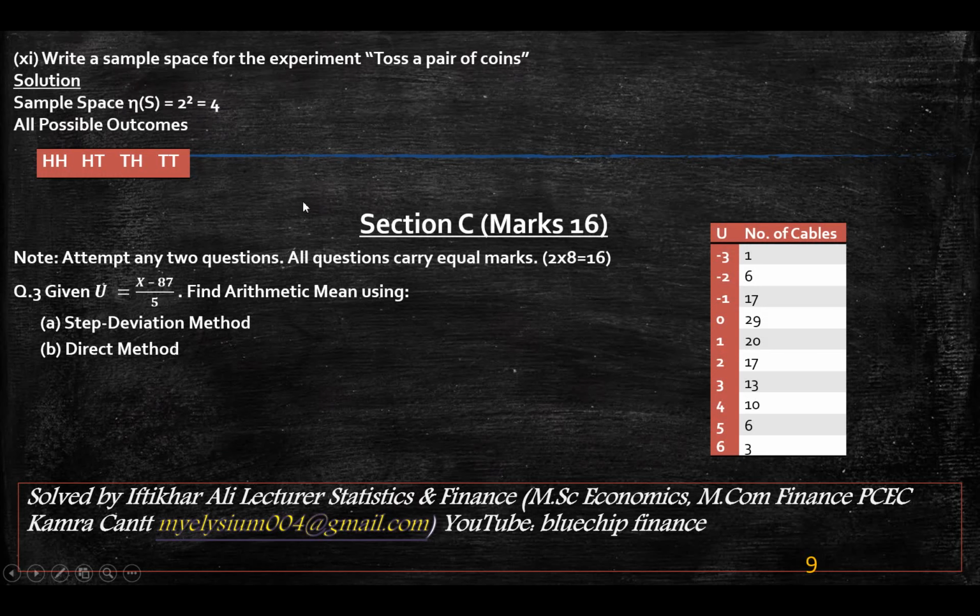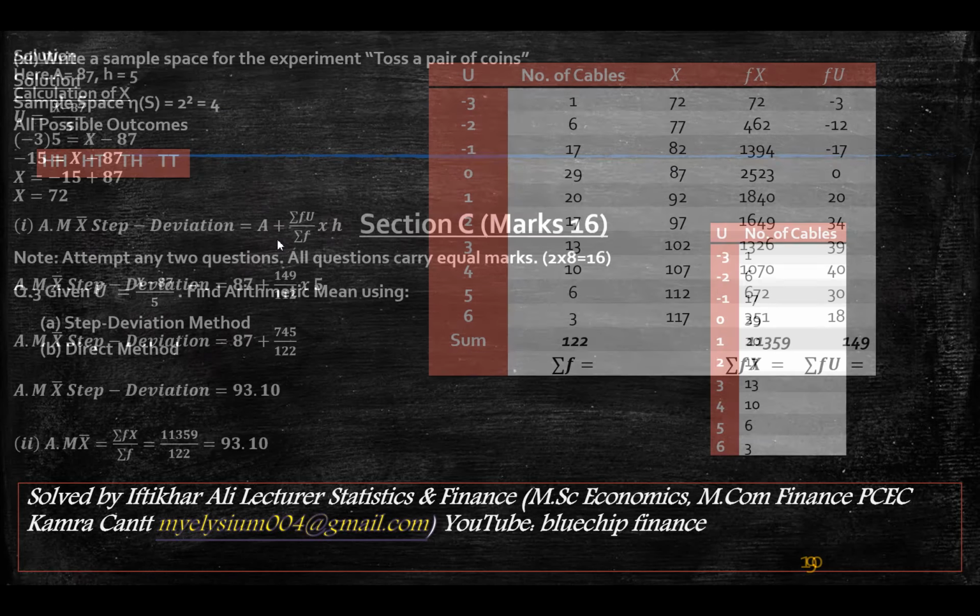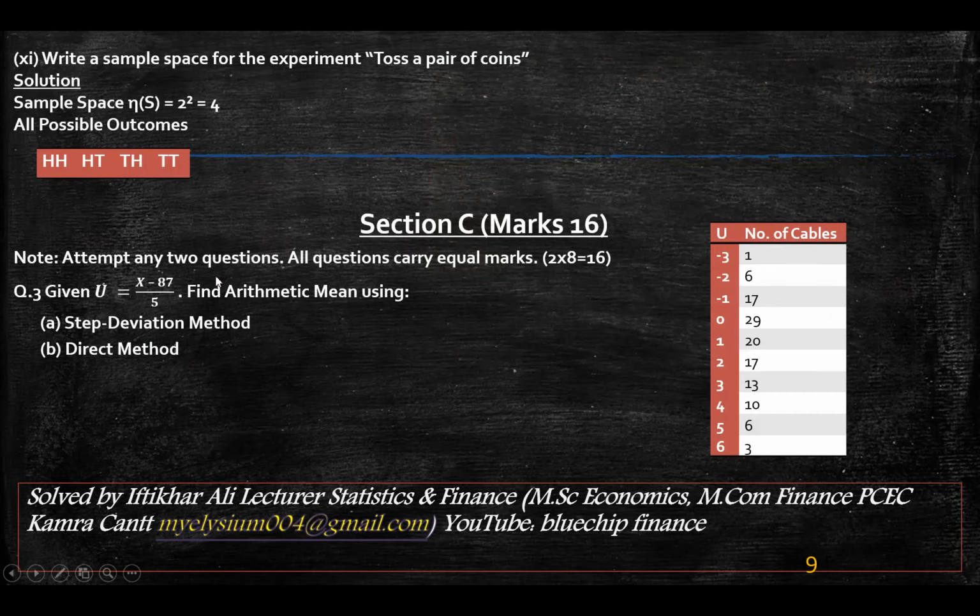Now we come to section C. Question number 3, given u equals x minus 87 divided by 5, find the arithmetic mean using the step deviation method and the direct method. So first of all, the step deviation method. In the step deviation method, for grouped data, the arithmetic mean is equal to a plus sum of fu divided by sum of f, multiplied by h.